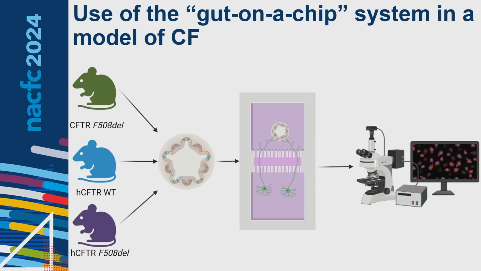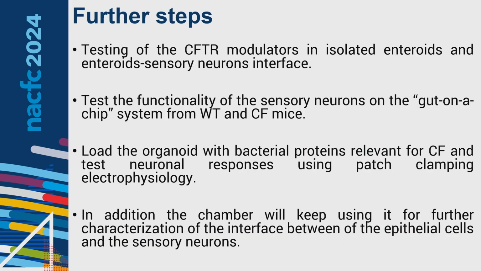This model, we're going to use it with different CF models, like the CFTR F508del model, and both humanized CFTR wild type and F508del. We're going to get these models from Case Western University. We're going to isolate the enteroids, and we're going to seed them along with sensory neurons. As further steps, we're going to test the CFTR modulators in isolated enteroids and at the enteroid and sensory neuron interface. We are also going to test the functionality of the sensory neurons in the gut-on-a-chip system from wild type and CF mice previously mentioned.